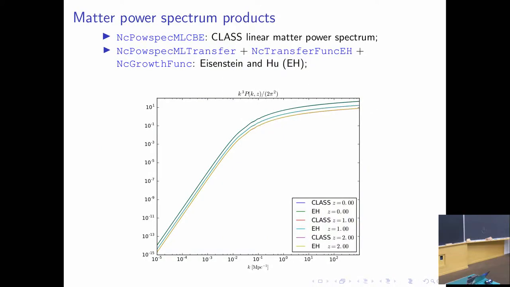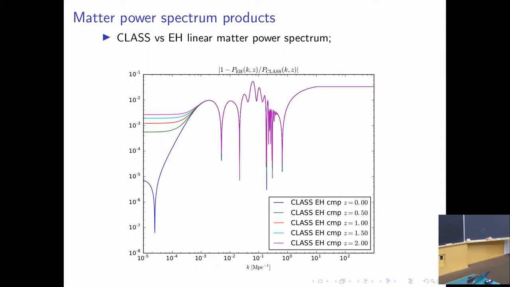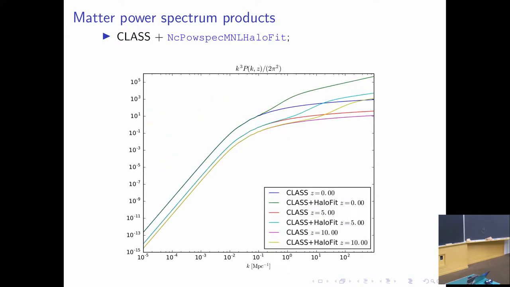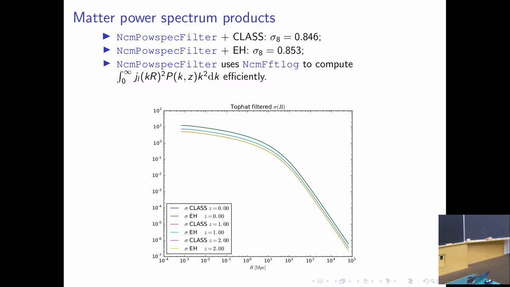So this is just a very simple example. Here we're building the power spectrum through transfer functions in Eisenstein-Hu, or everything taken directly from CLASS. This is just showing the difference between using Eisenstein-Hu and CLASS, and of course you cannot use Eisenstein-Hu nowadays. It also shows the difference when you put HALOFIT or not, what kind of modifications you get at each scale. So what would be the difference in sigma 8 when you compute it using these different models.